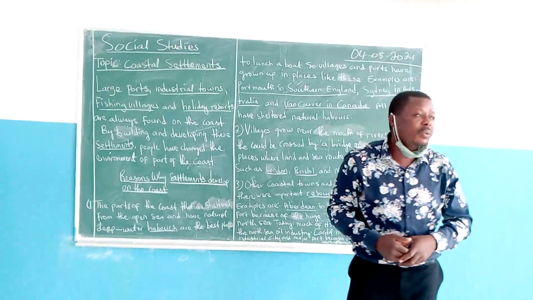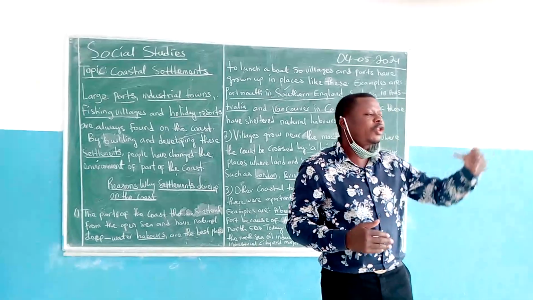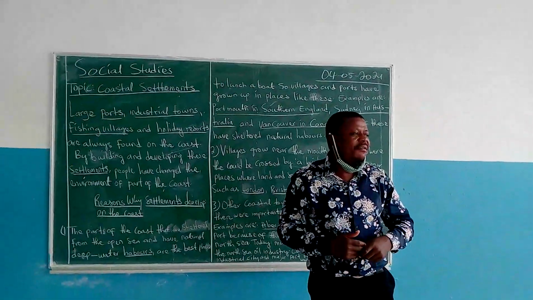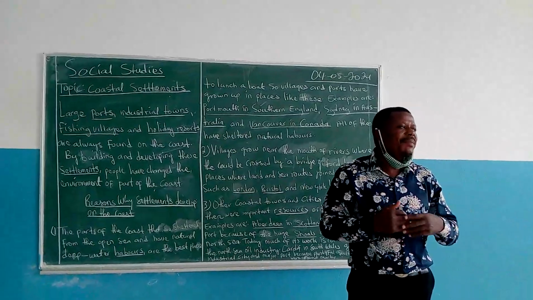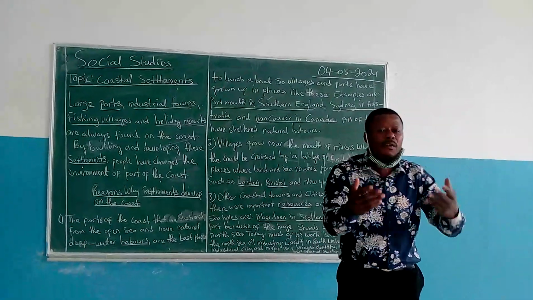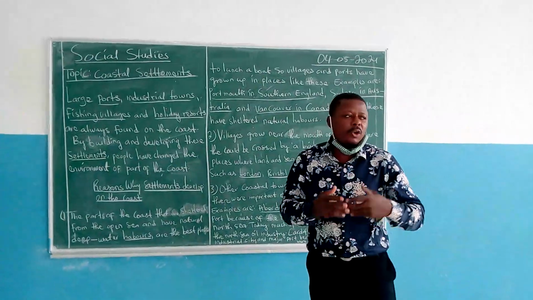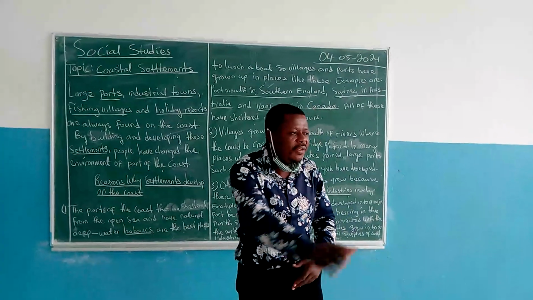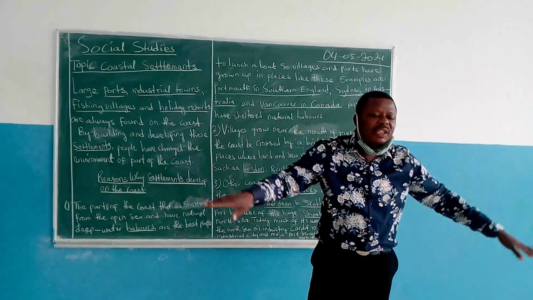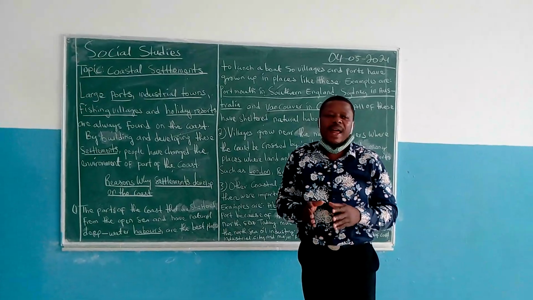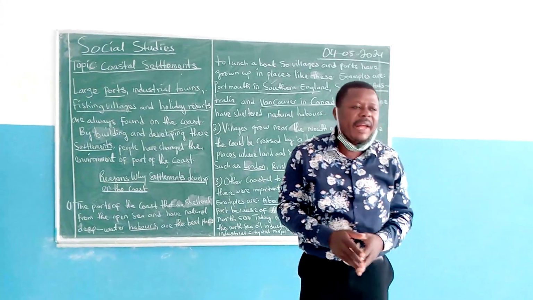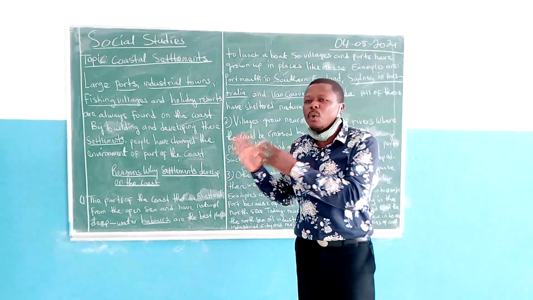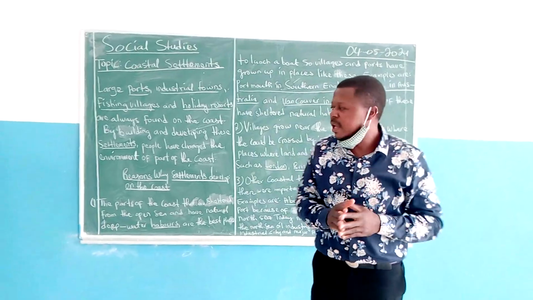If you visit the coast, you will see large ports, industrial towns, cities. What happened? These places have been developed by people. And in the course of developing these large ports, industrial towns and cities, they have done what? Cut down trees, leveled the land, removed natural things that were in that environment, and they have planted buildings and these ports and these industrial towns. By so doing, they have changed the environment of part of the coast that has been developed in that way.